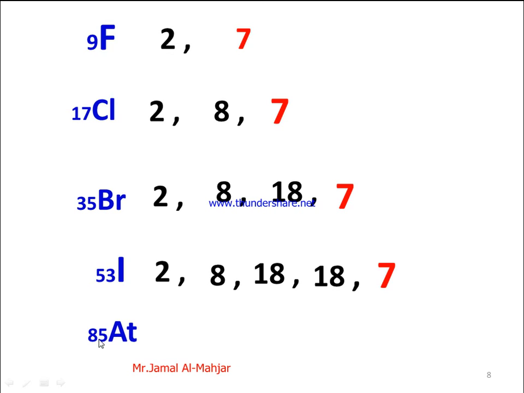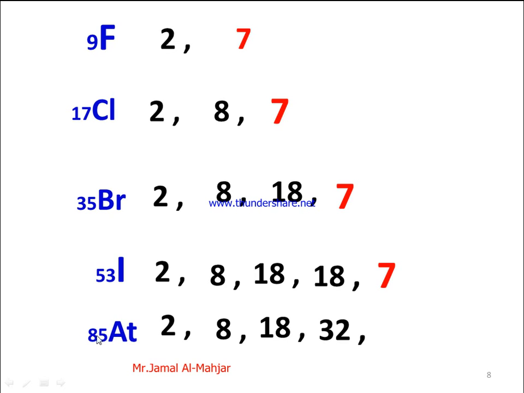What about astatine? We have 85 electrons. In the first shell you have to put 2, in the second shell 8, in the third shell 18. Now, we have more than 32. That's why we have to put here 32. Count them. They are 60.